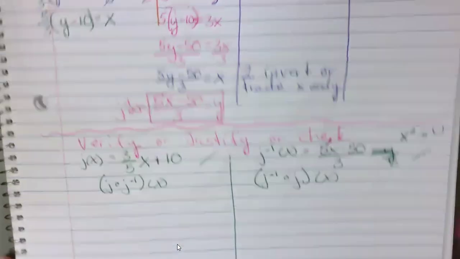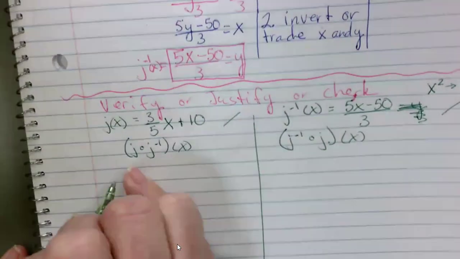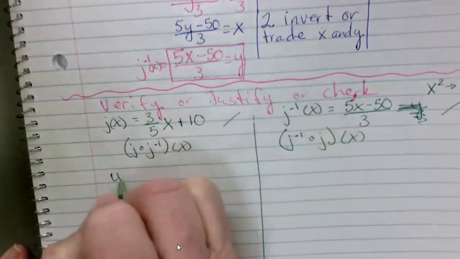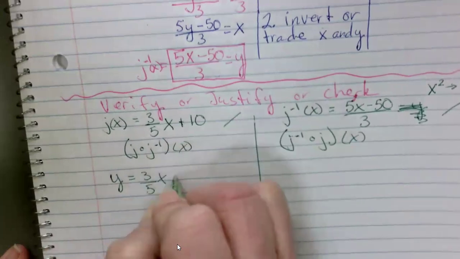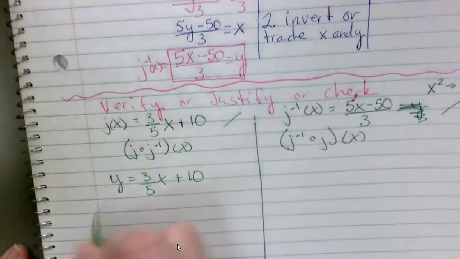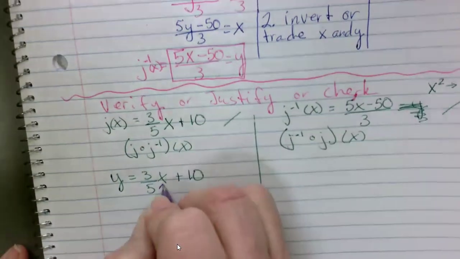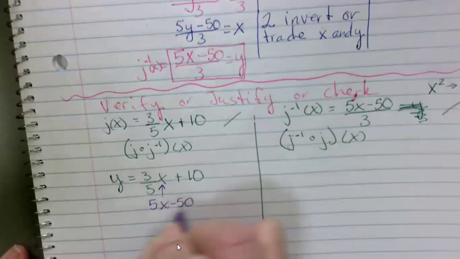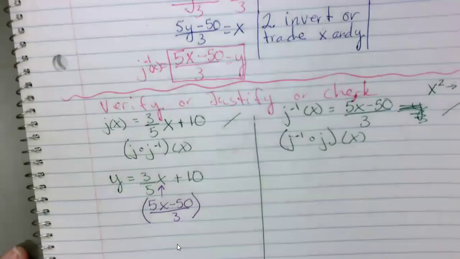All right. Okay, so starting here we go. So first thing, I write down the equation. So I change it to a y to make it easier. Y equals 3 over 5x plus 10. And then I draw a line to my x to show that I'm going to plug in the 5x minus 50 all over 3. Okay.